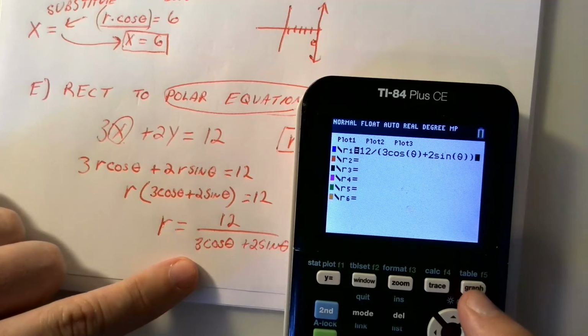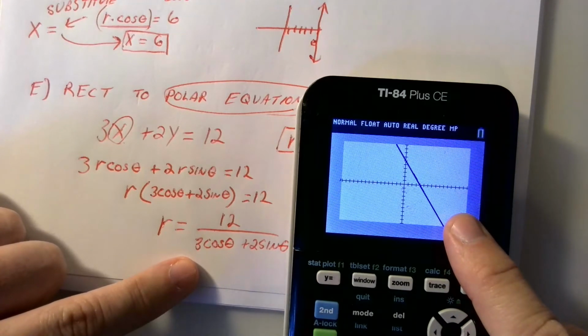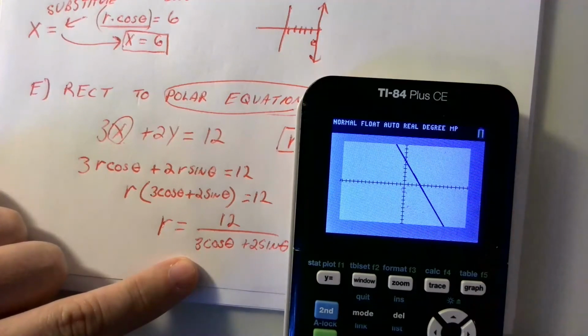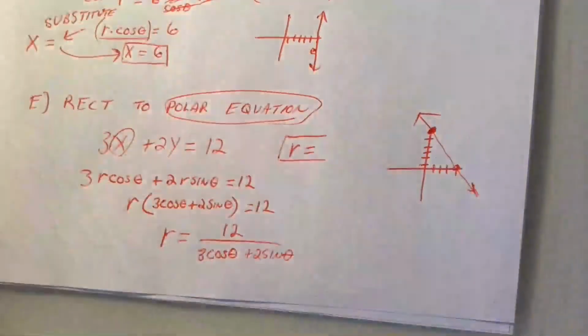Okay, cross your fingers, we're going to hit graph, and poof! Look at that. You can see it goes through right there at 4, right there at 6. It is a diagonal line. Okay, so that's some basic ones.